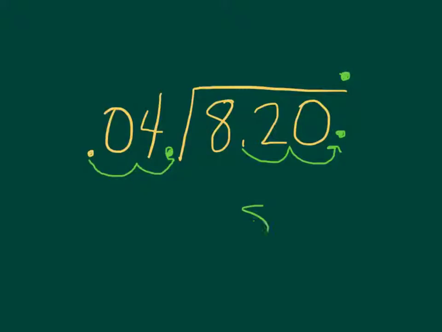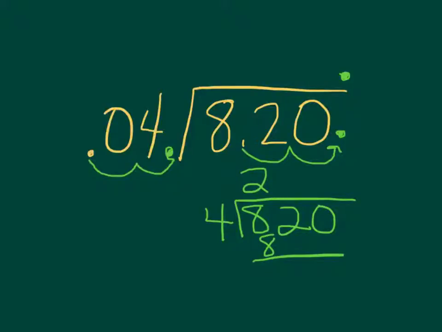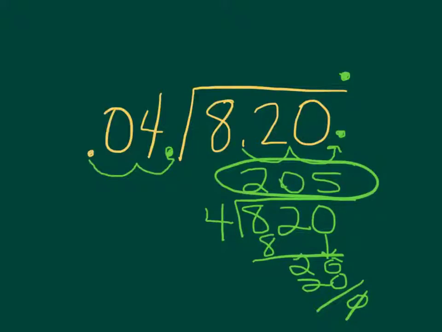So now we're basically dividing 820 by 4. So 4 again goes into 8 2 times. There's nothing to bring down. You bring down the 2. 4 cannot go into 2, so we add a 0. We bring down the last number, and 4 goes into 20 5 times. And it leaves a 0 remainder, so we're done. So our final answer is 205.